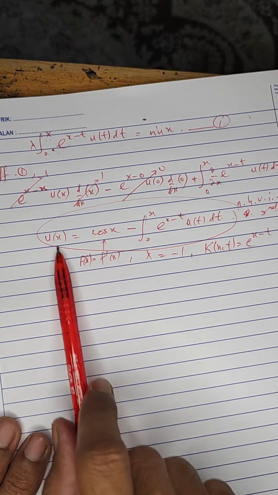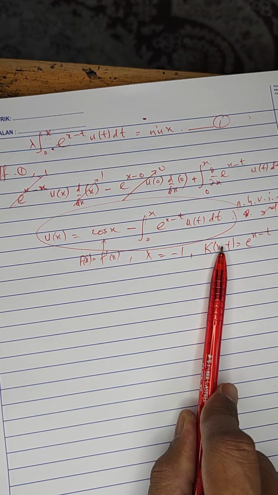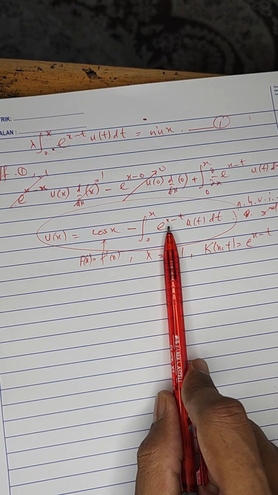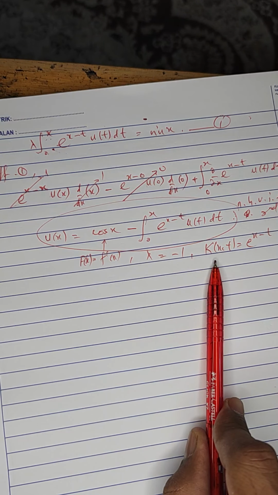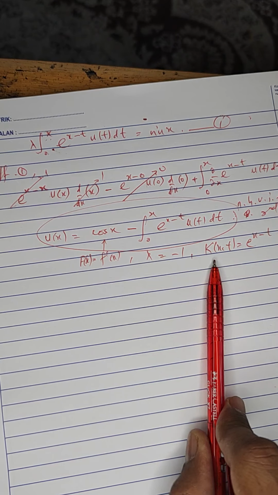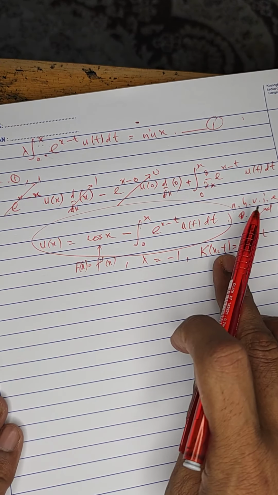Right. So now we are going to solve this. In order to solve this, the solution can be obtained in terms of the resolvent kernel. To find the resolvent kernel, we need to find the m-th term of the iterated kernel. Then you can find the resolvent kernel. So let's do those.